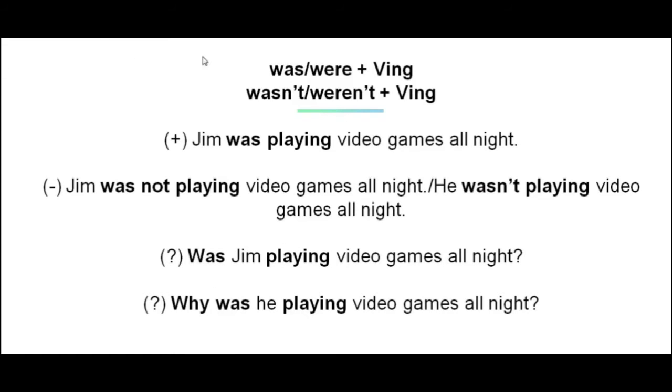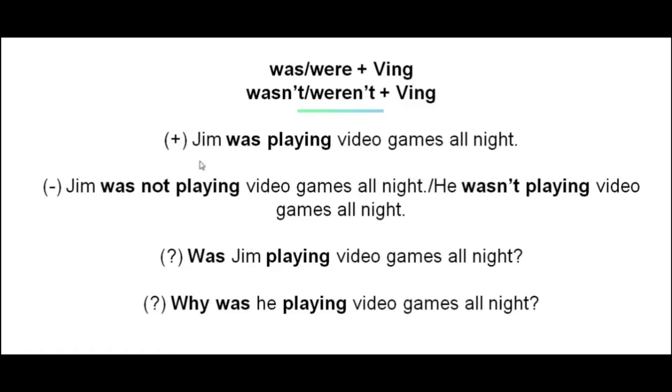Now, to form the past continuous tense, we use was or were plus verb ing. Wasn't, weren't plus verb ing. Have a look at the examples below.